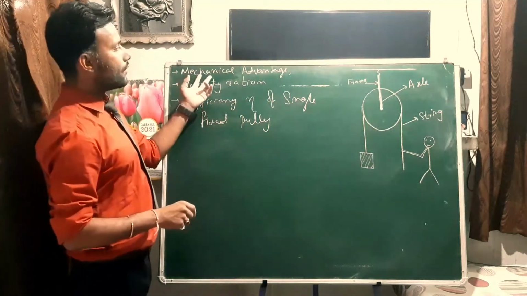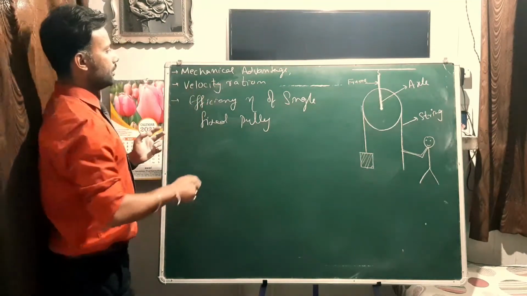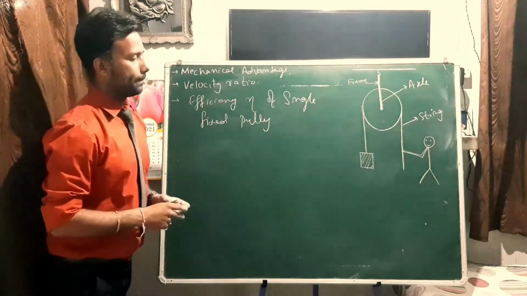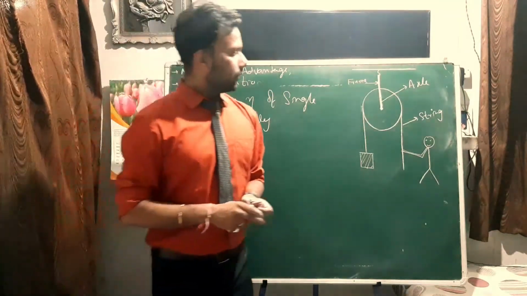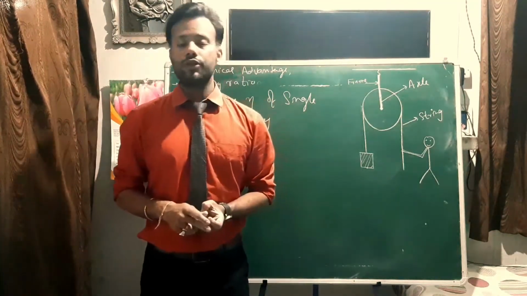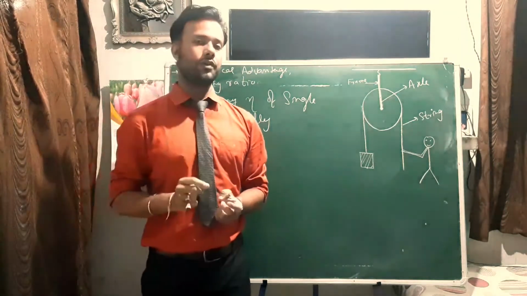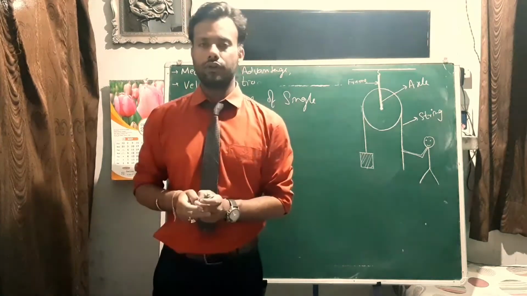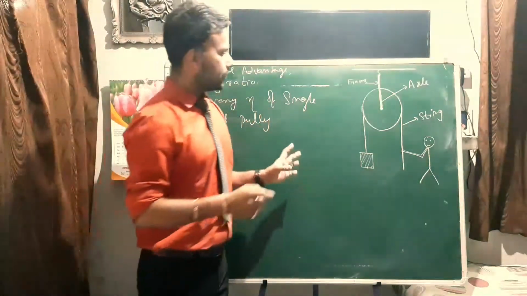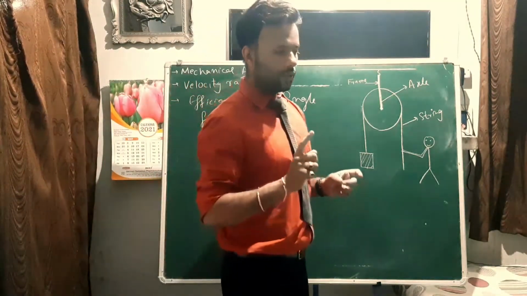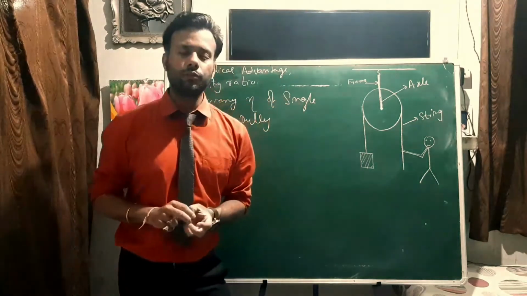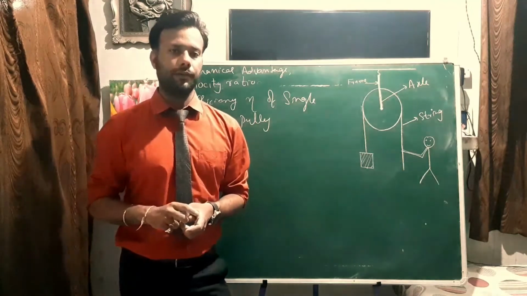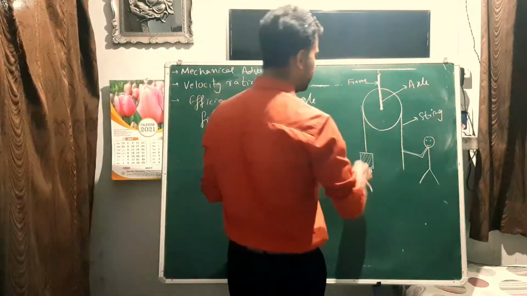So mechanical advantage, velocity ratio, and efficiency of single fixed pulley. Before you calculate these quantities, you must know how we show the direction of load here or the effort here. And one more important thing, that you must know how to show the tension created in the string. So this is load L, right?